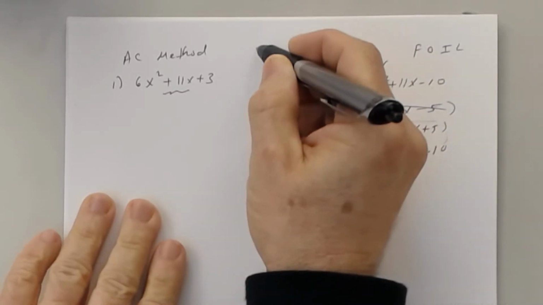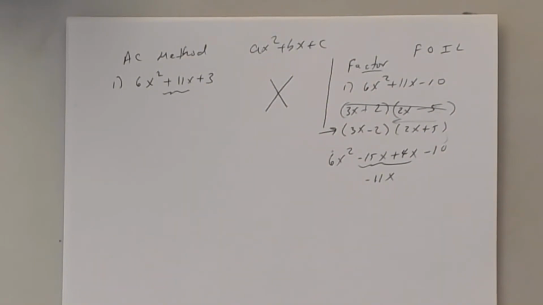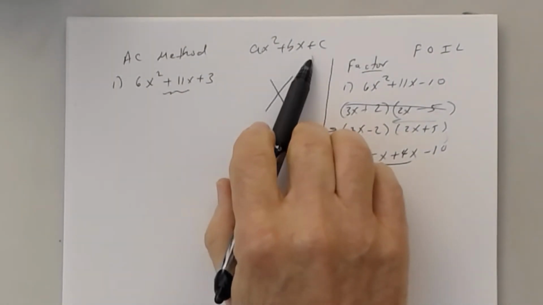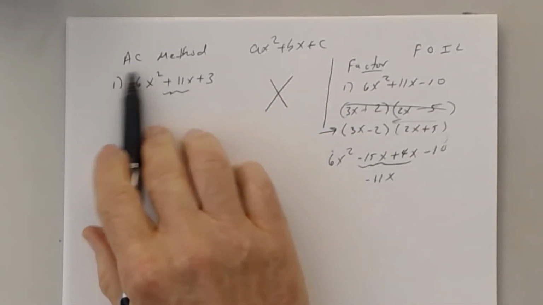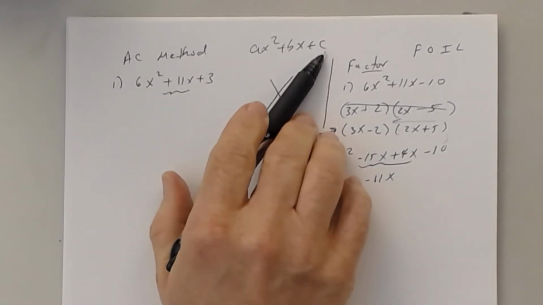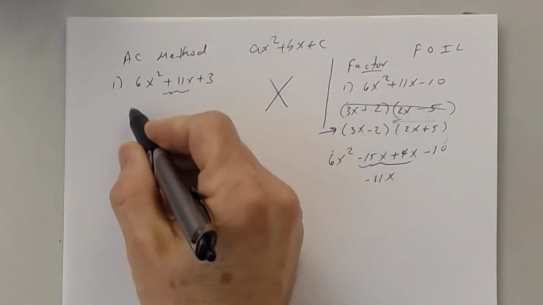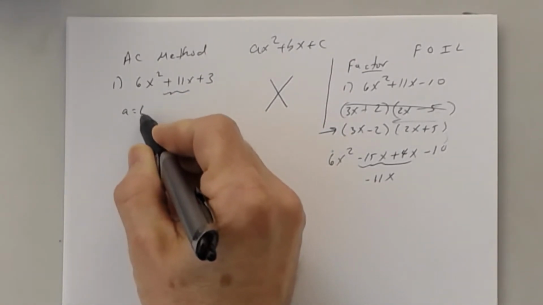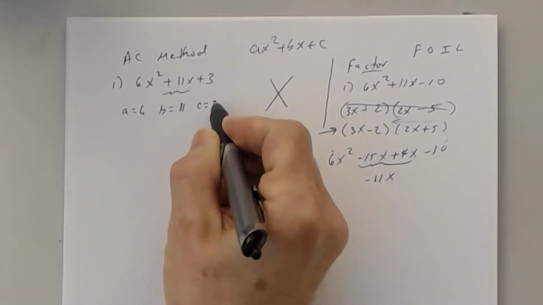Now, you have ax squared plus bx plus c, right? A is the coefficient of x squared. B is the coefficient of x, and c is your constant. If I'm going to use the AC method, the A is this A, and the C is this C. C is your constant. A is the coefficient of x squared. So in this case, it's a good idea to actually write down what A is. What's A? 6. What's B? 11. What's C? 3. Write those down.